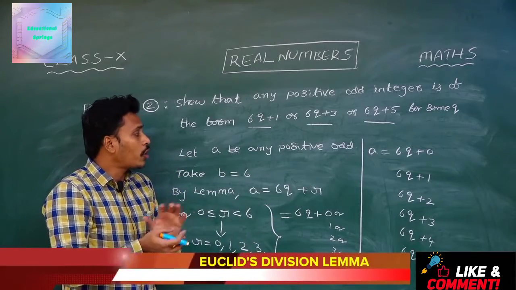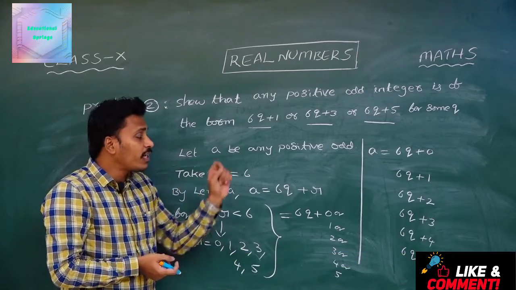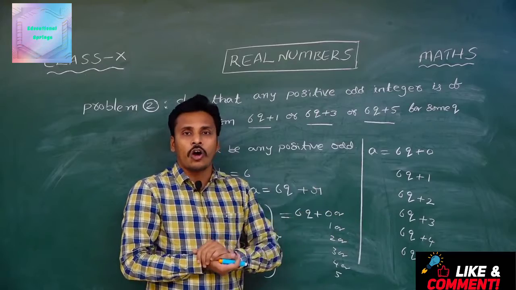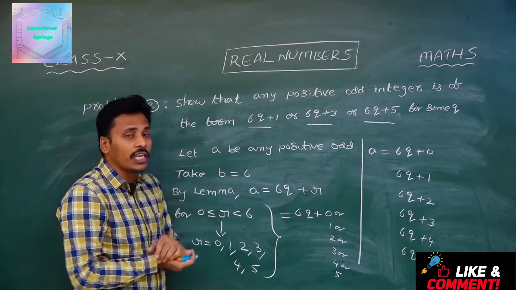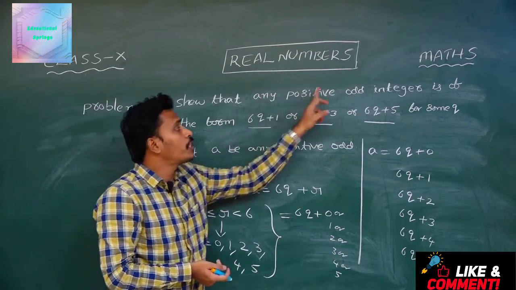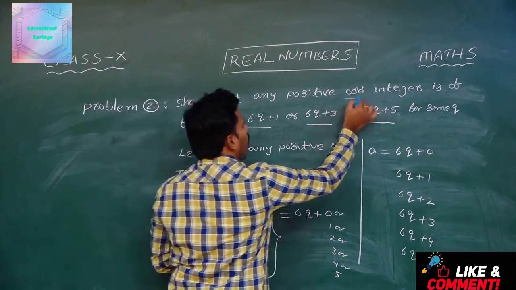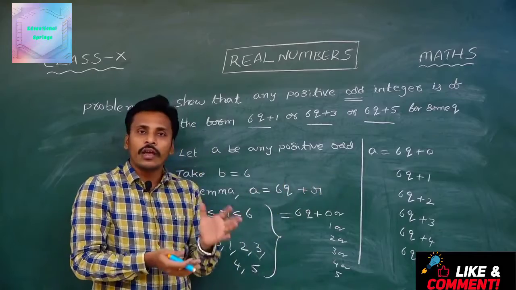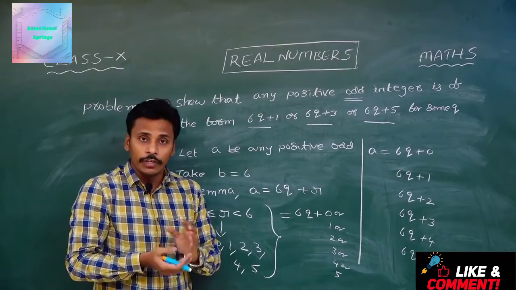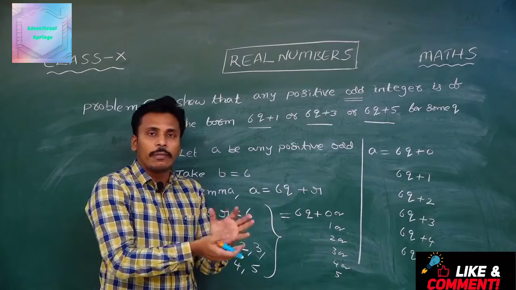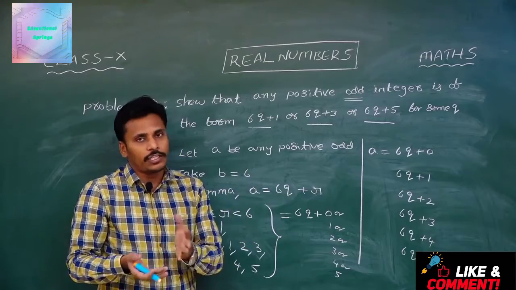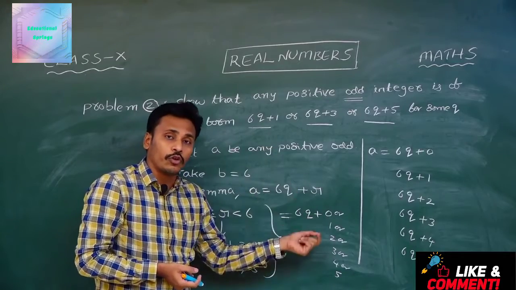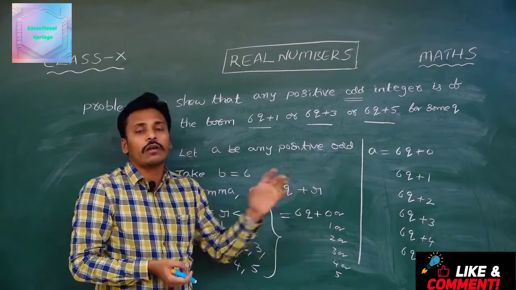And now our task is to decide which of these forms are even and which are odd. Why? Because the question is asking us to prove something about any positive odd integer. You need to note this odd. That's why we need to check which of these forms are even and which are odd. We know that an even number is a multiple of 2 and an odd number is not a multiple of 2. So we need to check which of these forms are multiples of 2 and which are not.